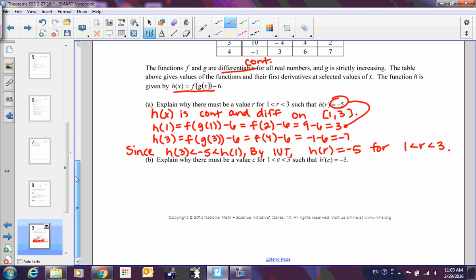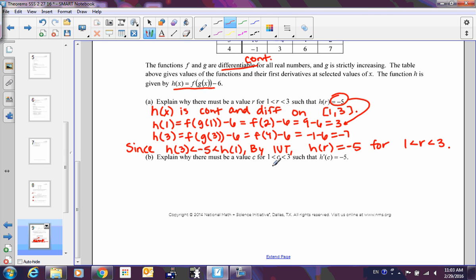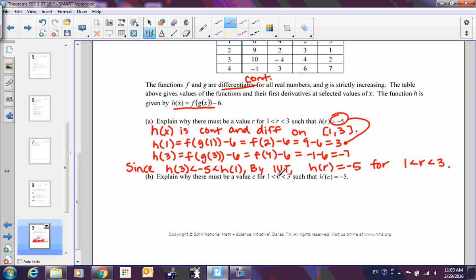Okay, and then the next one talks about a derivative, so you've got to be thinking, what theorem has to do with derivatives? Mean value theorem. This is where AROC equals IROC. So let's go ahead and find the AROC of h. Let's do h of 3 minus h of 1. What we're hoping here is that it's going to equal -5, which would be the derivative of h, the IROC.